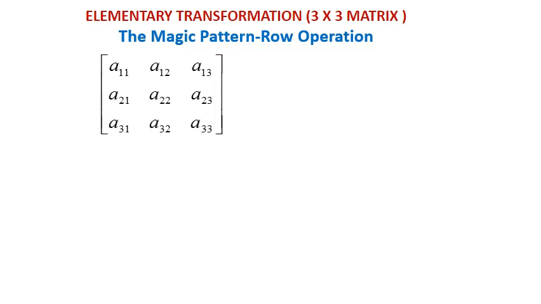In today's session, we shall discuss elementary transformation of a 3 by 3 matrix. That means the magic pattern for a row operation in the case of a 3 by 3 matrix. In the previous lesson, we discussed how to find the inverse of a 2 by 2 matrix. In that case, we used to start by writing A is equal to IA, and the left side A we have to change into the identity matrix of order 2 by 2. The same thing applies here also.